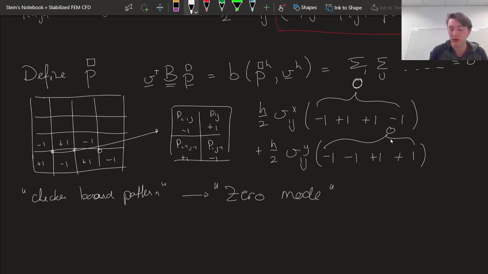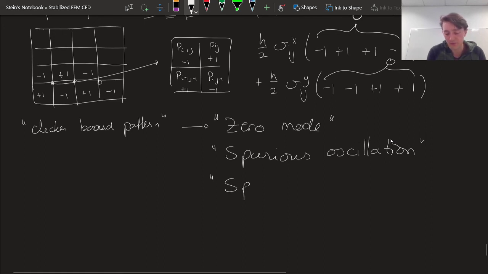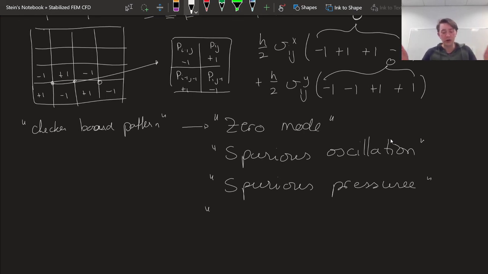It's one of the ways that we call this. We also call this a spurious oscillation, or a spurious pressure, or a pressure oscillation, or a spurious pressure mode. Any combination of these words essentially describes the thing that we just illustrated, and you'll find these used throughout different literature in different ways.